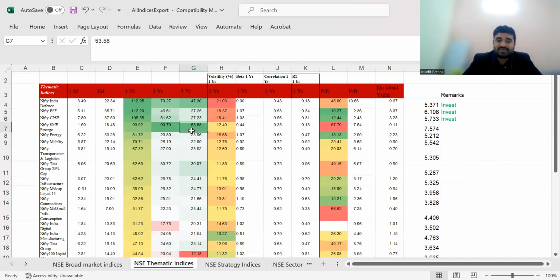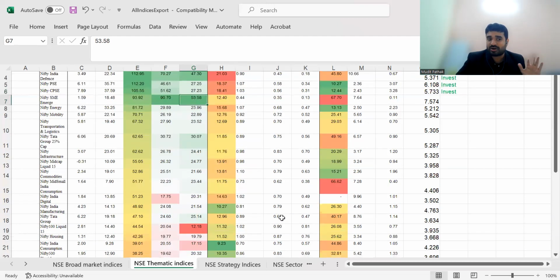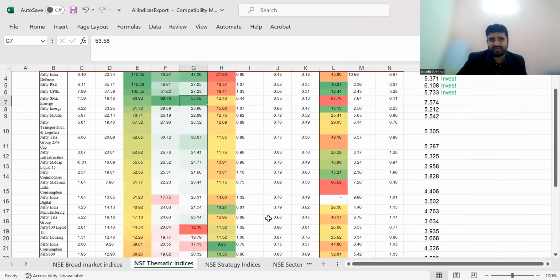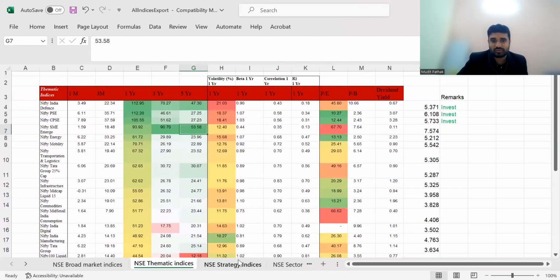Now understand this once, just for our curiosity. Nifty, this 53% over 5 years, like year on year, it has given 50%. That means crazy returns. You just calculate it yourself and let me know in the comments. Next, moving on, you can reach out if you want detail on any of these indexes. I can take you through.